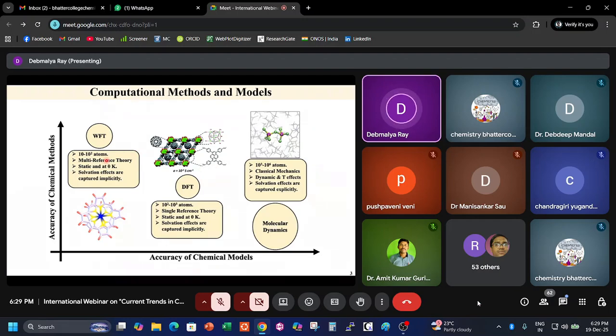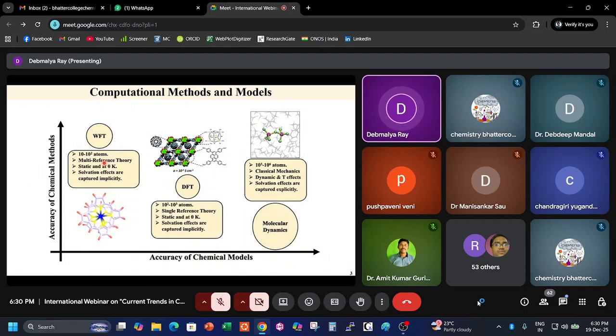So that's why we need to use something called wave function-based theory methods, which include multi-reference theory, where instead of taking one electronic configuration of the atom, you take an ensemble of all the electronic configurations and take an average. But as expected, these wave function-based theory methods are much, much more expensive than the DFT calculation. And also, these are static calculations at 0 Kelvin. And again, solvation effects and those effects are usually ignored in this type of calculation.